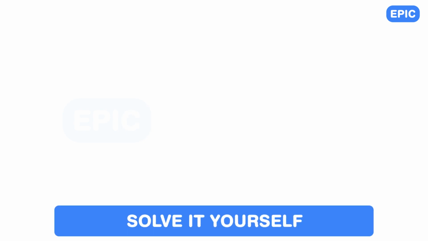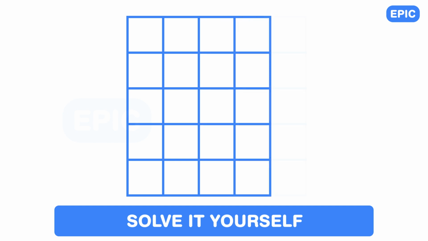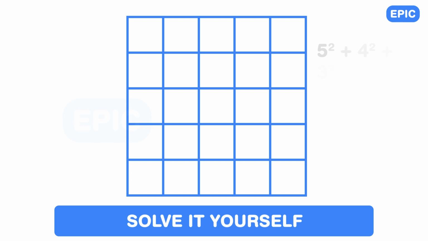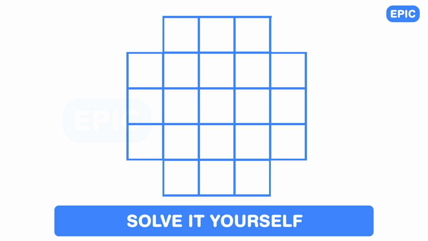Here I will leave you with one puzzle to solve on your own. This is a 5 cross 5 square. So the number of squares will be 25 plus 16 plus 9 plus 4 plus 1, that is 55 squares. Now I remove the 4 corner squares. How many squares do you think are there?